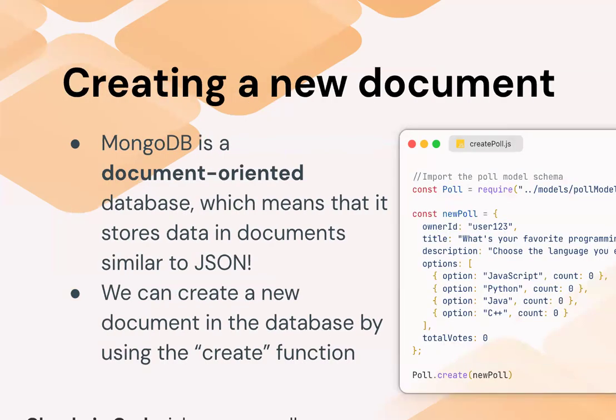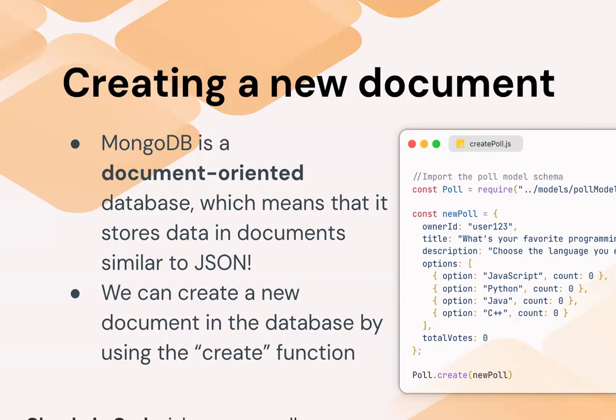So now we're going to go into creating a new document. So MongoDB, as I said before, is a document-oriented database. This means that it stores data in documents similar to JSON. So when we create a new document in the database, we do this by using the create function. And you should pay attention to these functions because we are going to be using these in the following activities.